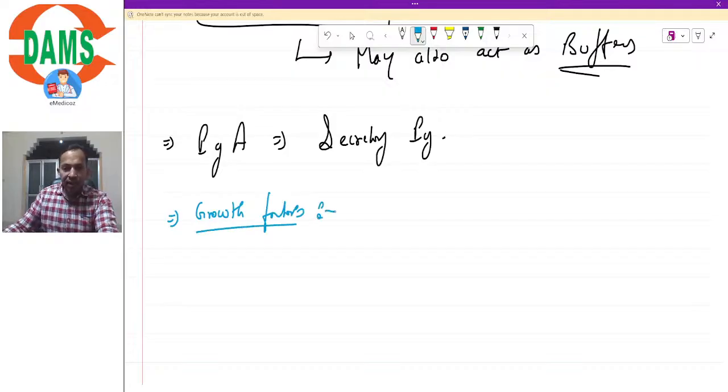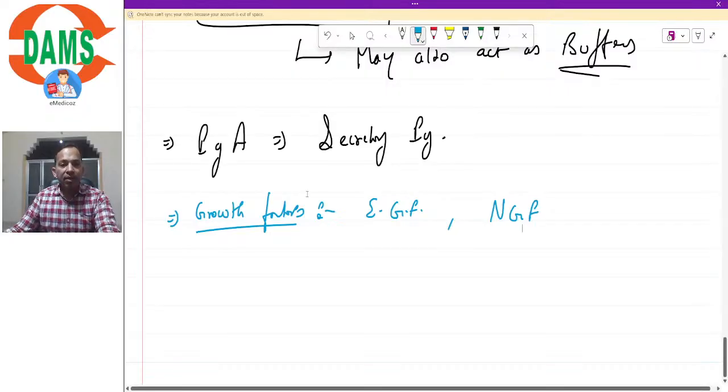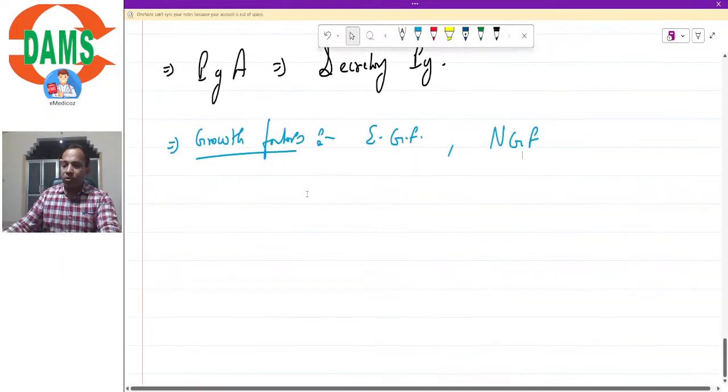So growth factors like epidermal growth factor or epithelial growth factor, EGF, and neural growth factor or nerve growth factor are also found in saliva, right? So these are a couple of growth factors that are found in saliva. So these are the different organic and inorganic molecules that are found in saliva.